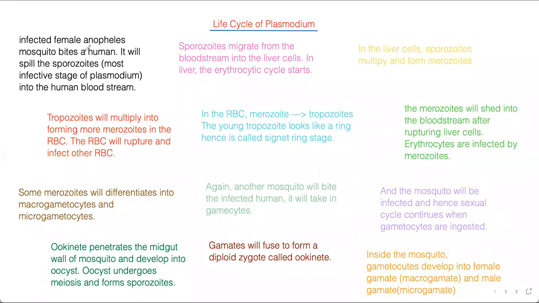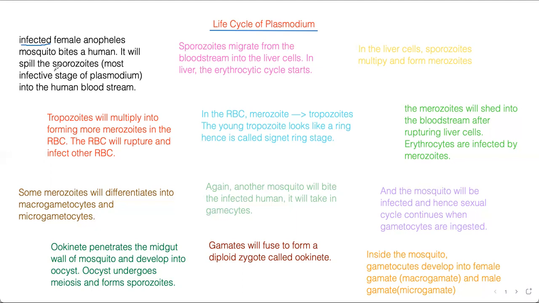Alright. So it all starts when the infected female Anopheles mosquito bites a human. The infected Anopheles mosquito has sporozoites in its salivary gland.